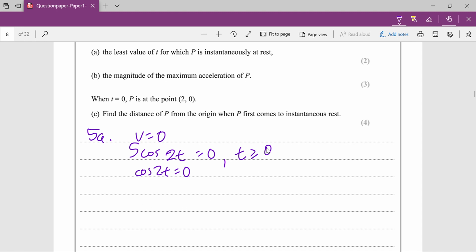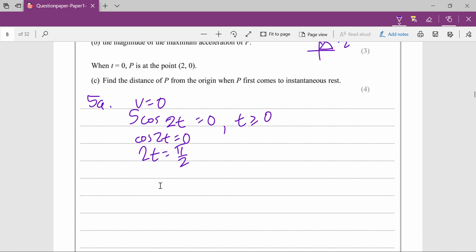And of course, if you remember, for a cosine to be 0, you're going to want to have your angle here to be pi over 2 radians. So, in this case, the smallest number we can get where cosine is 0 would be pi over 2. So, 2t is equal to pi over 2 seconds. Then we get t is pi over 4.